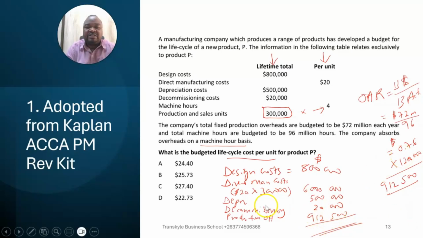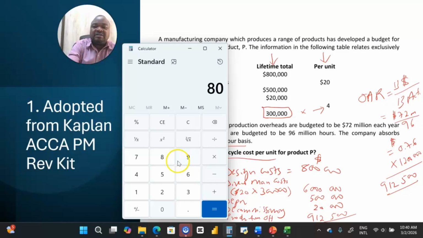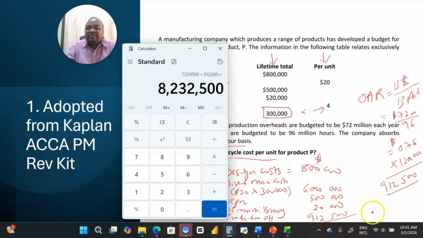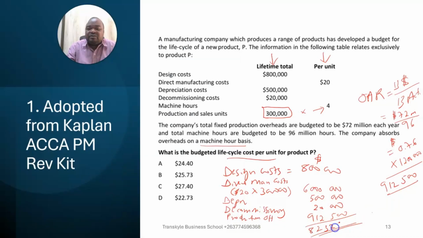So let us get the total. So where is our calculator? That's 800,000 plus 6 million plus 500,000 plus 20,000 plus 912,500. So that's 8,232,500. All right, so this is the total life cycle costs.